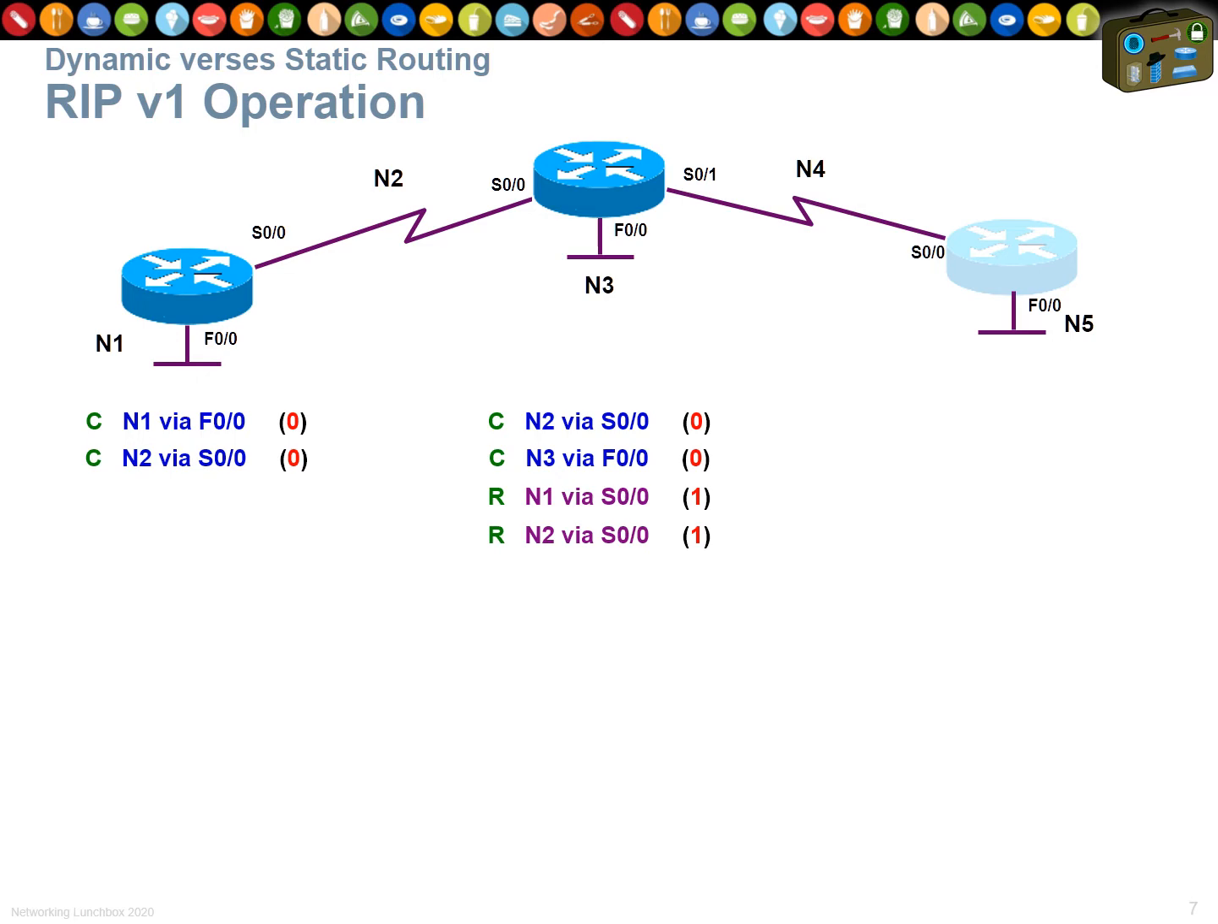So router 2 looks at that and says, well, you know what? I already have a network 2 and that's 0. So that's better than what you've told me. So I've done some math and my network 2 is better than your network 2. So I'm just going to chuck that away because I don't need that anymore.